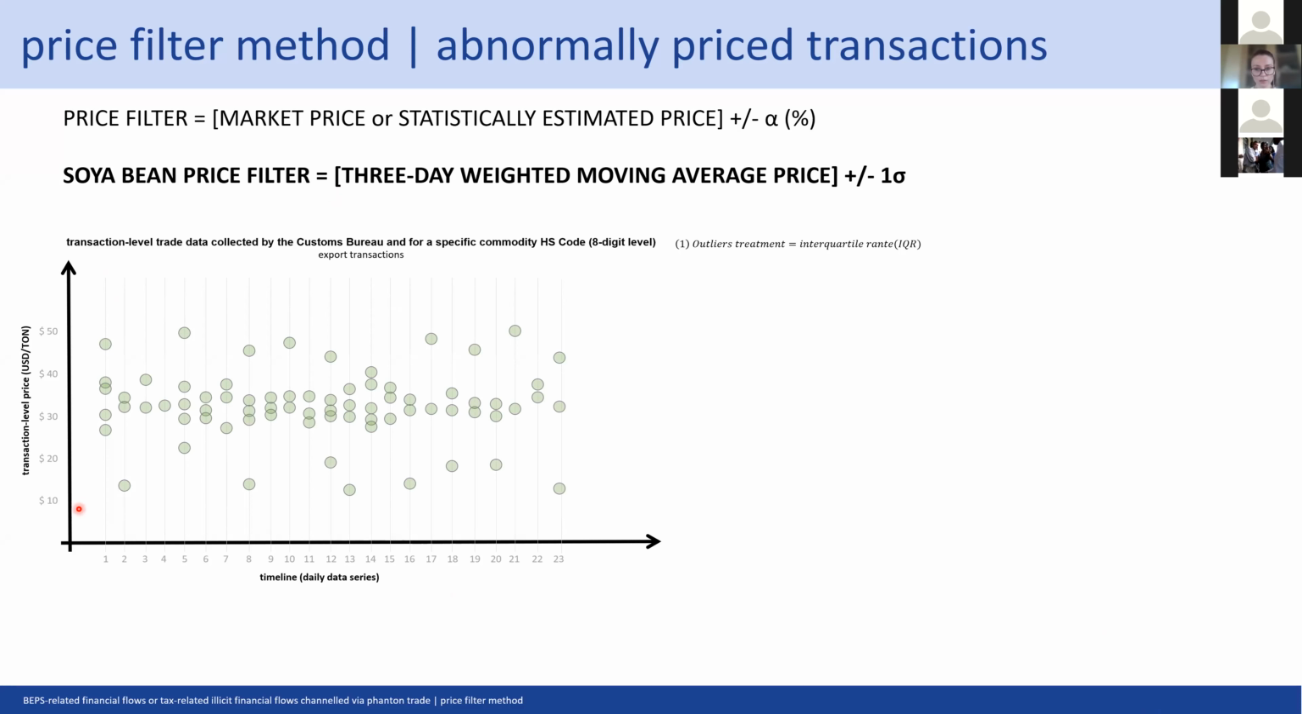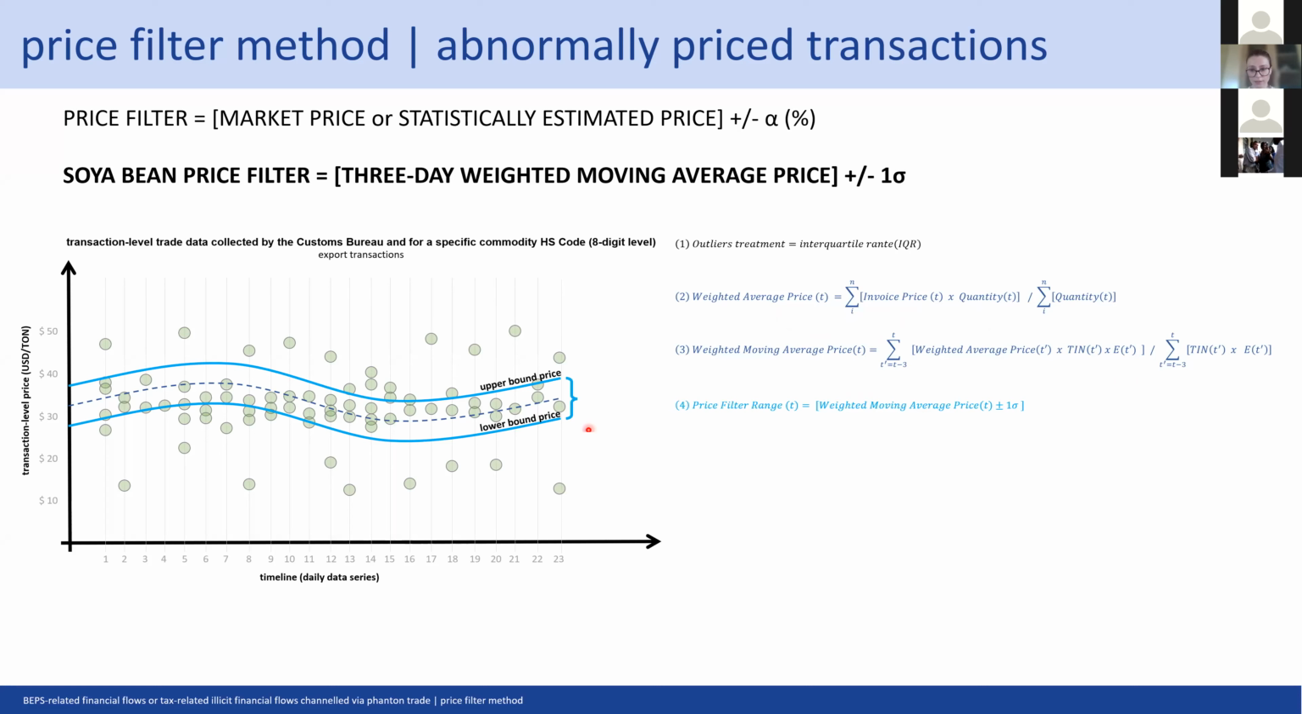The price filter was statistically estimated using the 3-day weighted moving average price, which was built on transaction level trade data such as invoice prices, the quantity in tons, the number of exporters, and the number of export transactions. The upper and lower bound prices were set at the three-day weighted moving average, plus or minus one standard deviation.